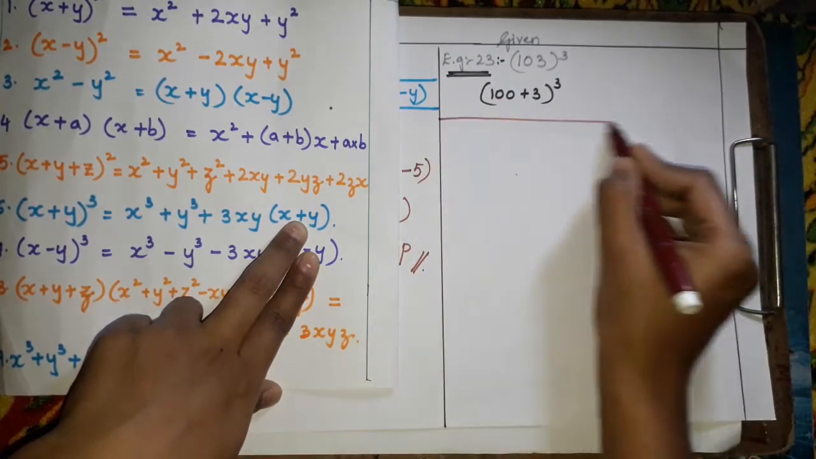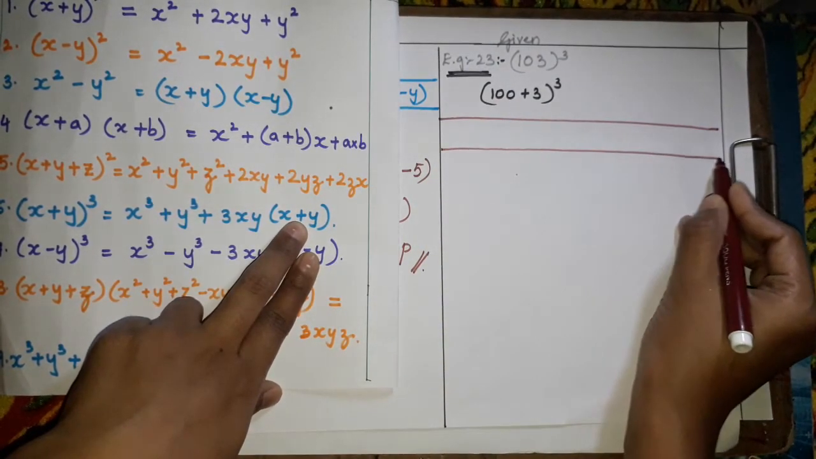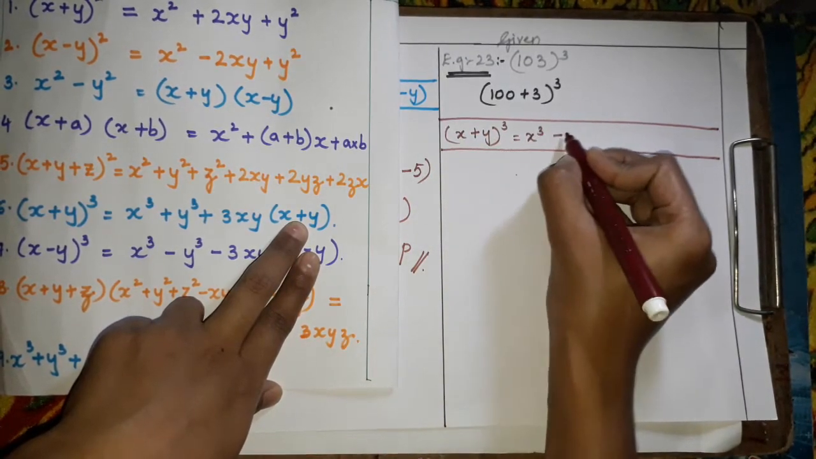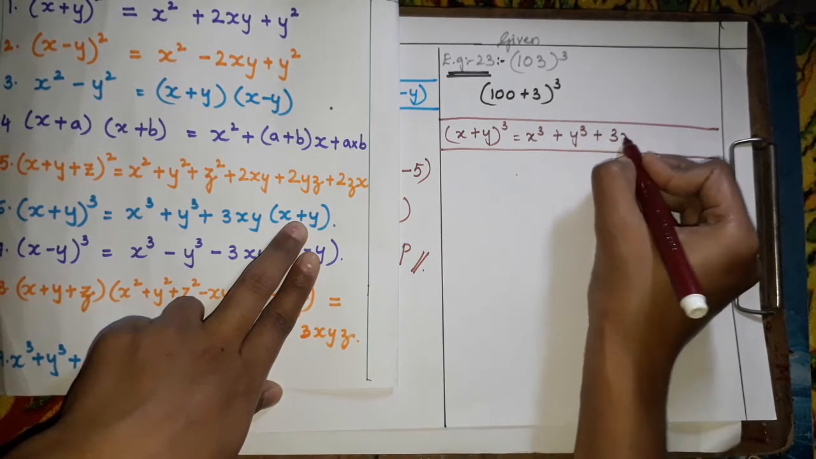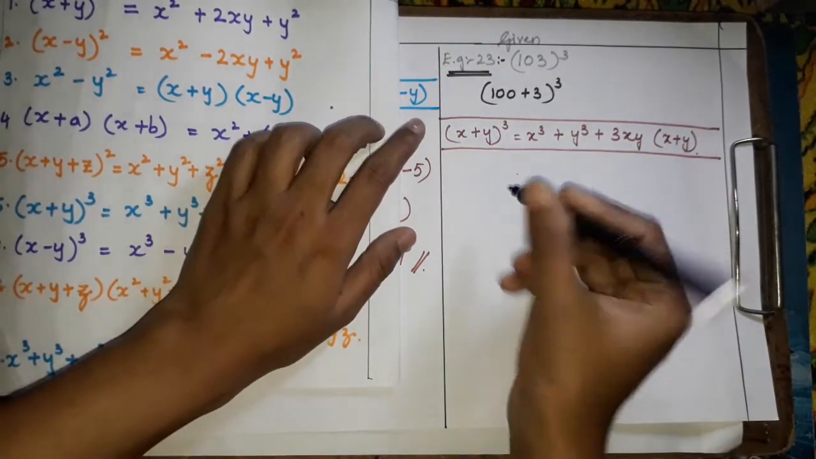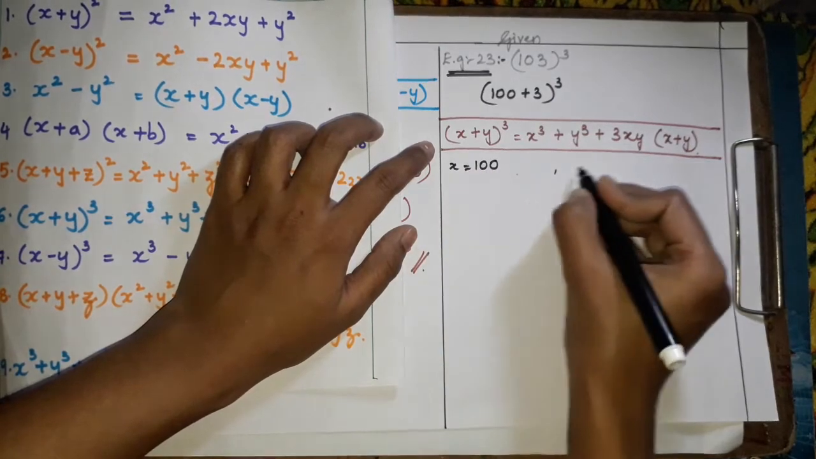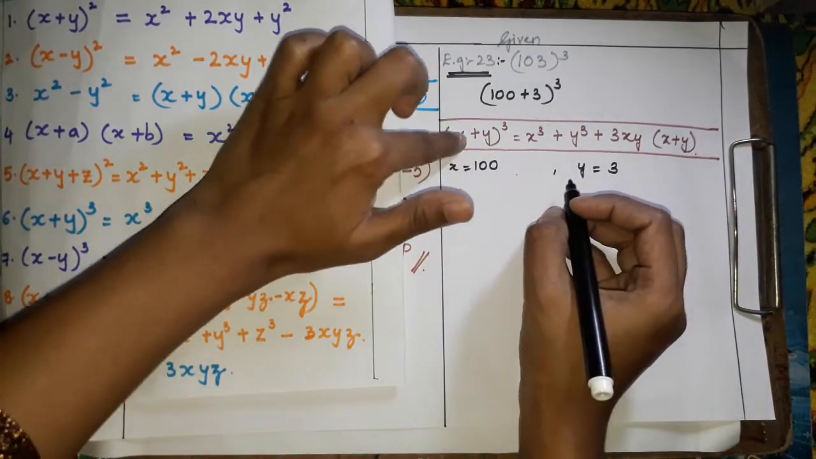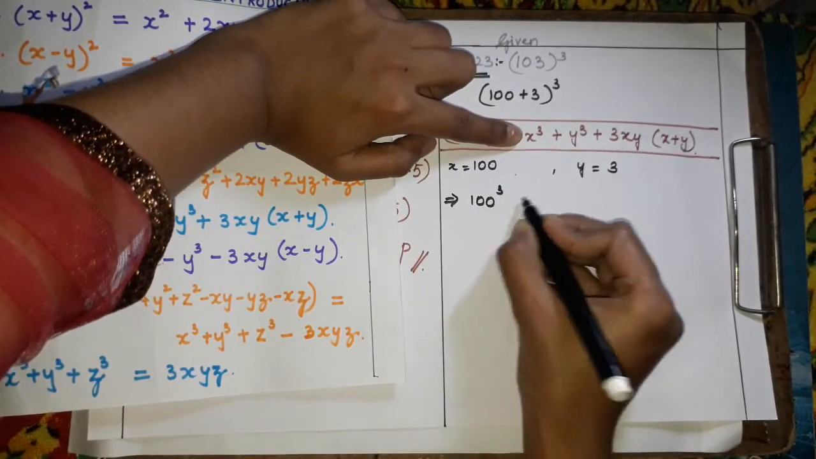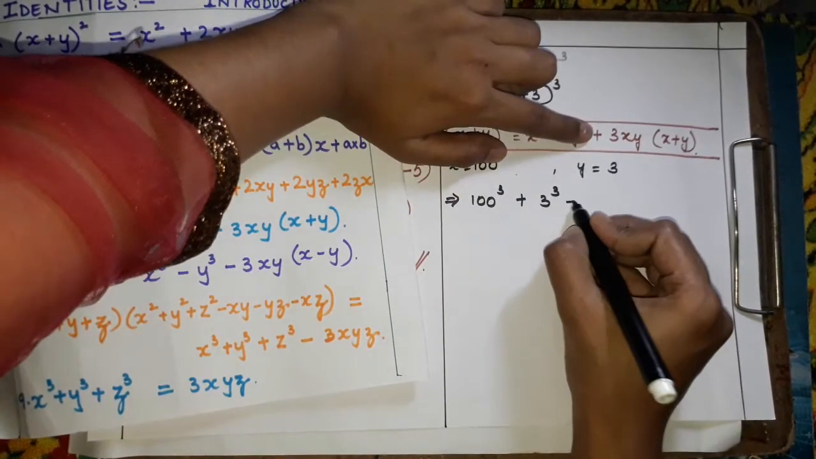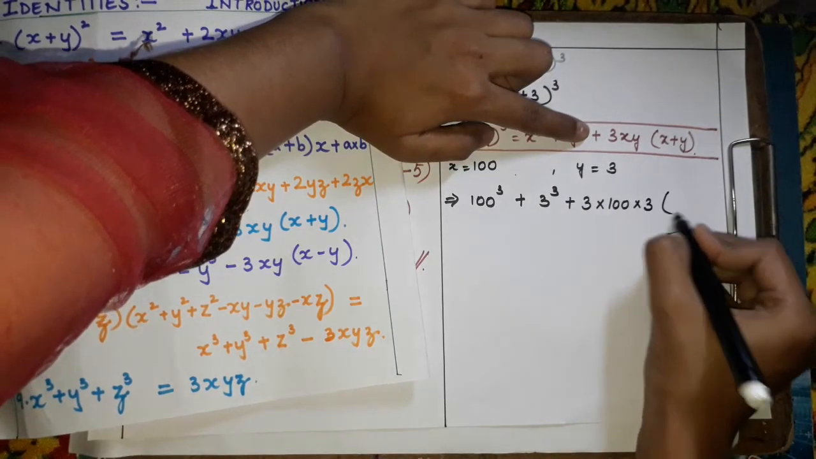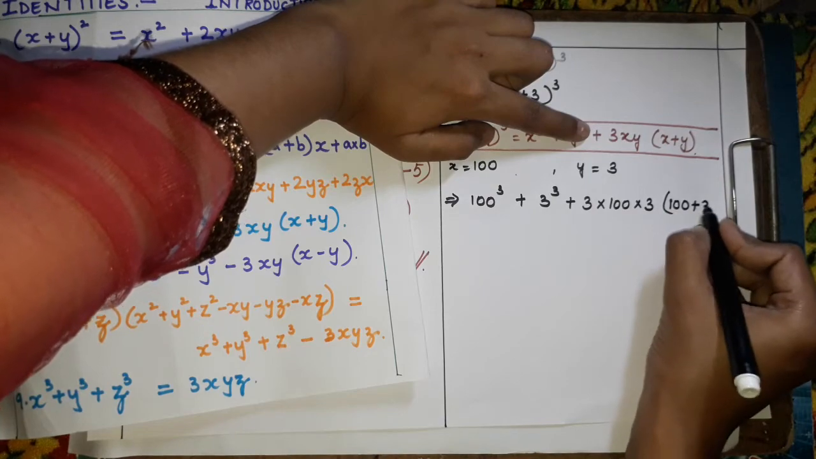Now I am going to write it. x plus y whole cube is equal to x cube plus y cube plus 3xy, x plus y. Okay now x is what? x is nothing but 100. What is y? y is nothing but 3. They have given it in this form, we have to convert it into this form simply. 100 cube plus 3 cube plus 3 as it is. x is what? 100. y is what? 3. x plus y means 100 plus 3.